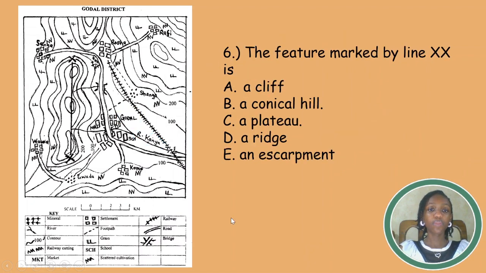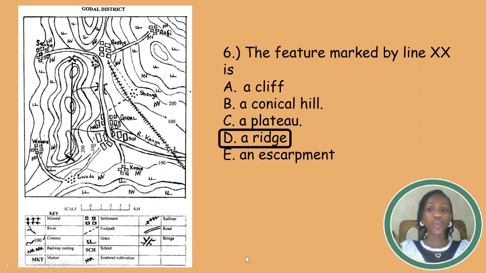The feature marked by the line XX is, now the feature marked by this line is a ridge. A ridge is a long, narrow, elevated feature of land with a steep slope on either side. The narrow shape of the contours confirms that the elevation is elongated, and the feature stretches across a long distance rather than being isolated, which matches the description of a ridge. You can check your textbook for more pictures or you can search them up online.